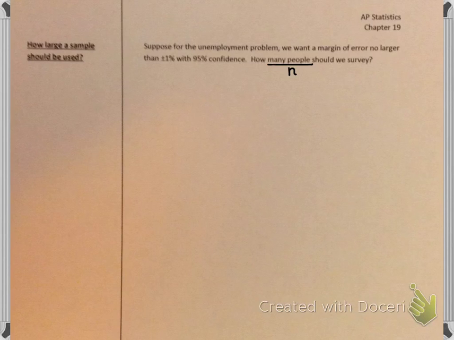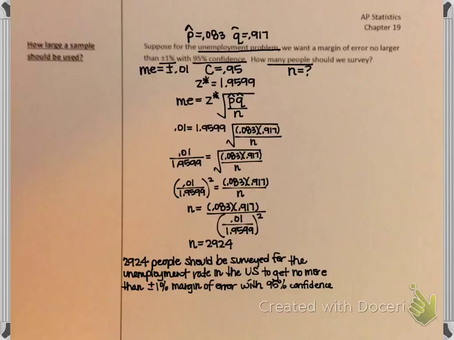So we're still going to use the same P hat from the unemployment problem. I'm going to use the same Q hat from the unemployment problem. And we've got our margin of error, plus or minus 1%, and our confidence level, so they're telling us the Z star. Now we have to find N. So plug it in, see what we get.